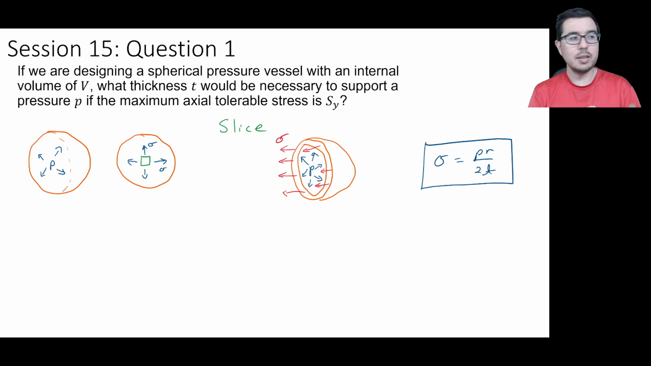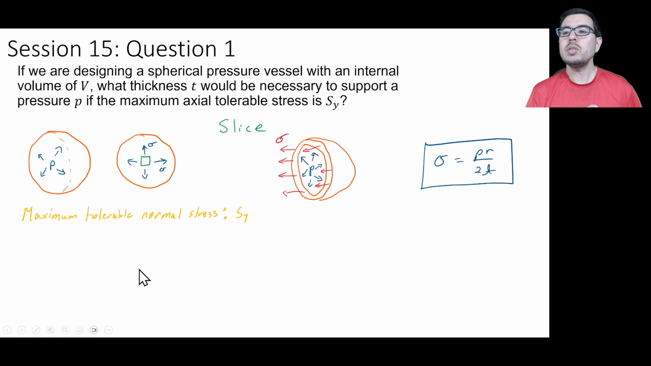or in the thin wall of the material of that vessel with stress sigma and an internal pressure P, and the relationship that we've previously derived relating the pressure, the radius, and the thickness of this spherical pressure vessel to the stress sigma in the walls. So we are given the maximum tolerable normal stress. That's going to be S_Y, or the yield strength of the material.